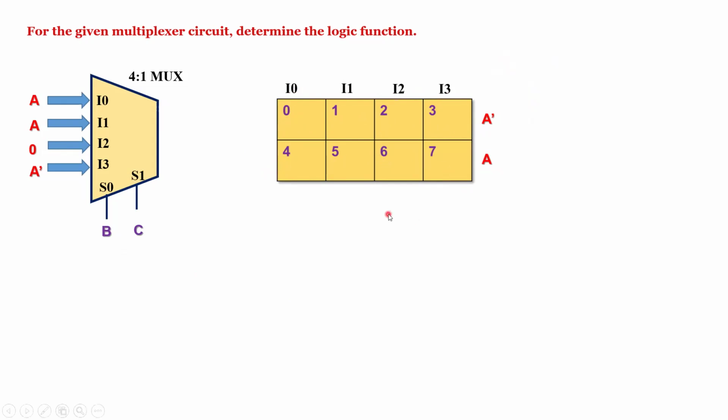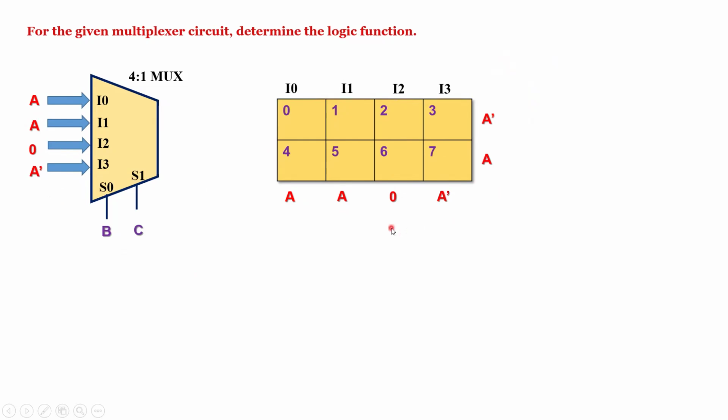Once that is done, what you see here, I0 is shown to be receiving variable A. So we mark here A. Then I1 is also receiving A. So we mark here A. Then I2 is receiving logic 0 here. Therefore, we mark 0. And I3 is receiving A bar. Therefore, we mark A bar.